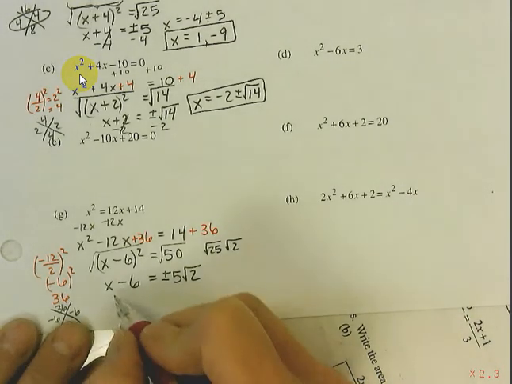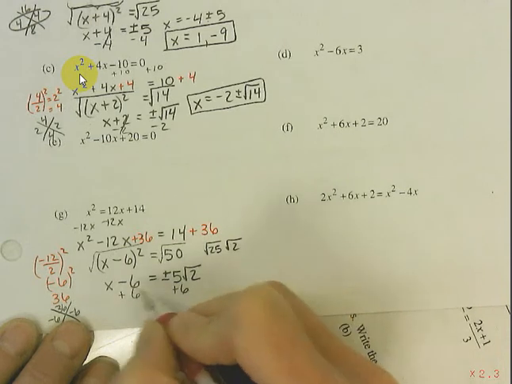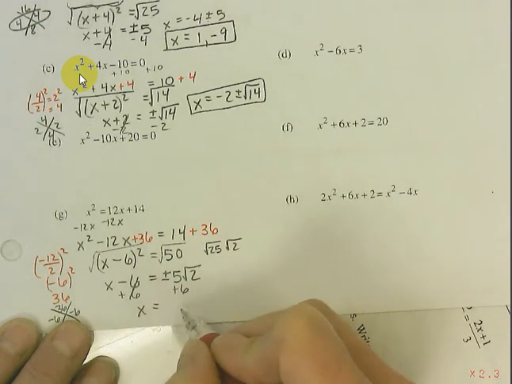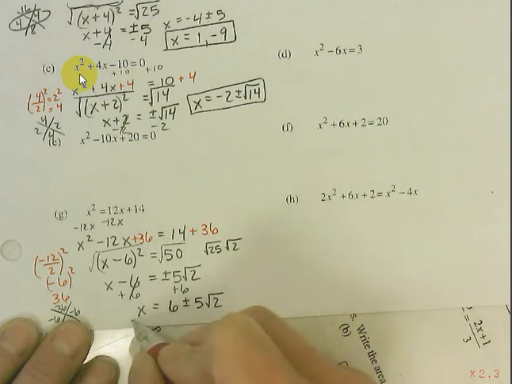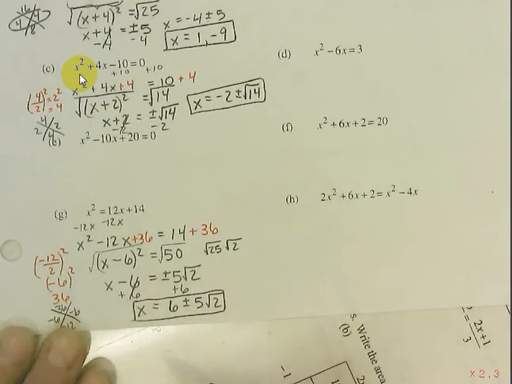Okay. And now we add 6 to both sides. So again, express your answer as 6 plus or minus 5 root 2. And you're all done.